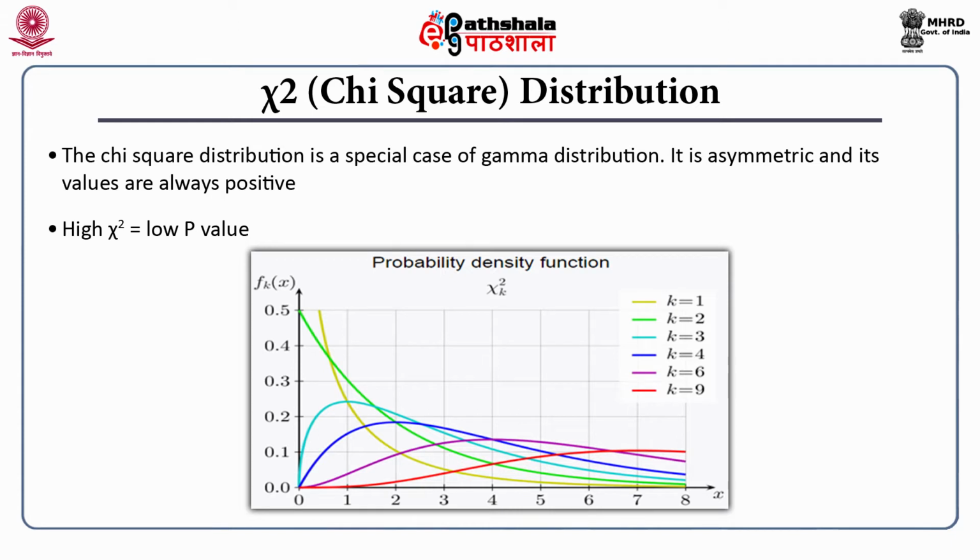So the chi-square distribution is a special case of the gamma distribution. It is asymmetric and its values are always positive. If you get a high chi-square, that means the p-value is going to be low, and if you get a low chi-square, that means the p-value is going to be high. So you would like to get a chi-square which is very low, so that you get a high p-value. If you get a very high chi-square, proportionately your p-value is going to be very low.